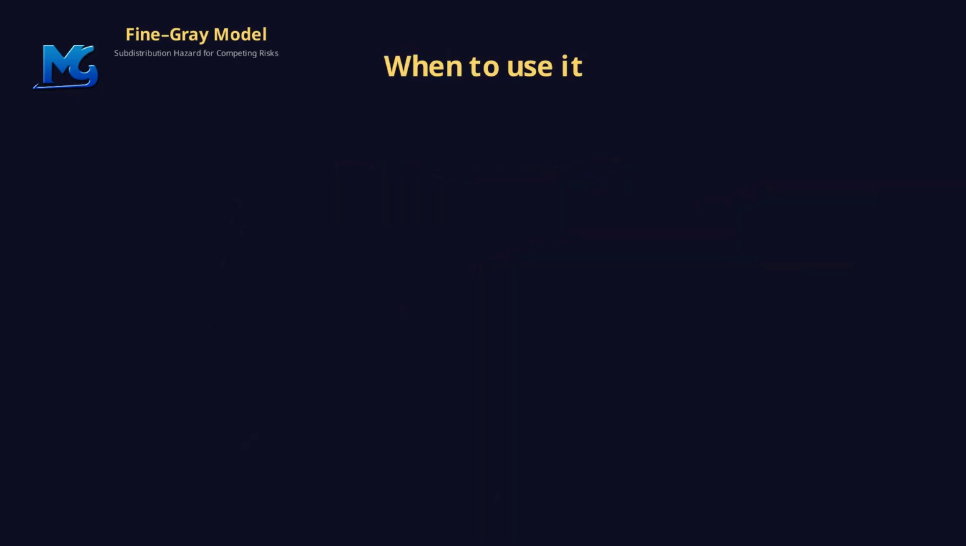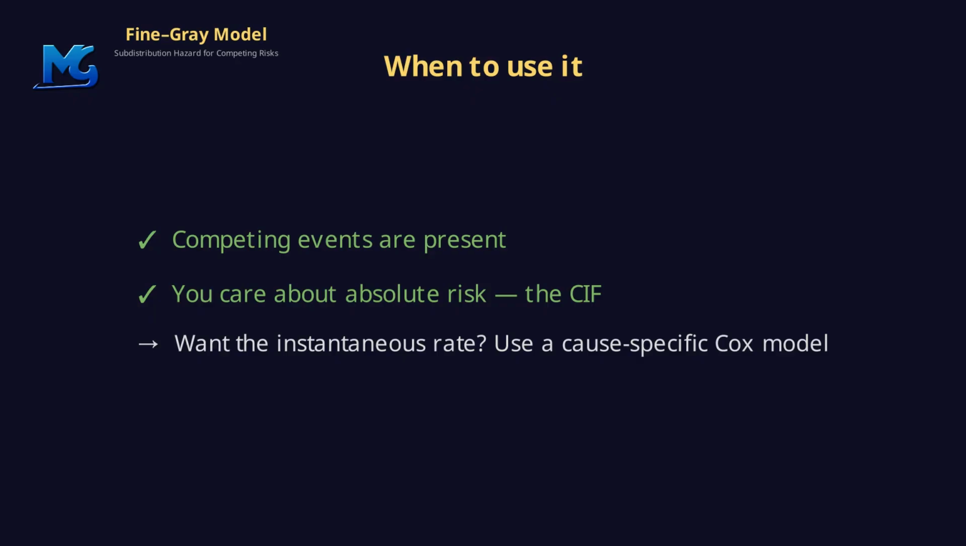When to use it? Reach for Fine-Gray when competing events are present and you care about absolute risk, the cumulative incidence. If instead you want the instantaneous cause-specific rate, fit a cause-specific Cox model. Here, the two agree. Its hazard ratio of 2.28 tells the same story.